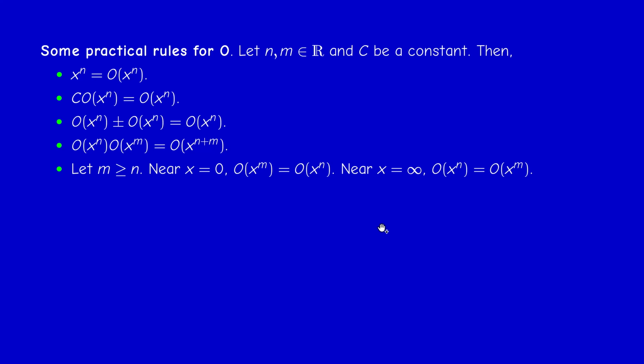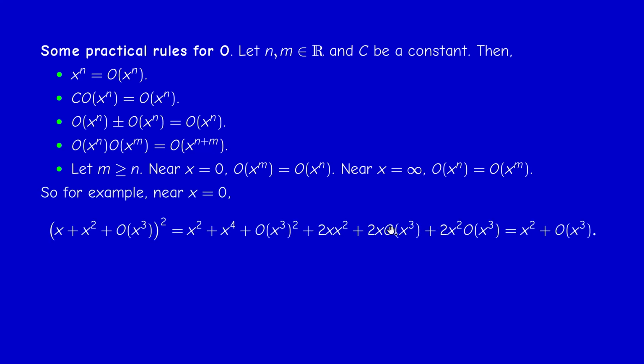So you will get used to this. Now, for example, suppose that I have a quantity that behaves like x plus x squared plus a big O of x cubed, raised to the power 2. I want to know which power of x this quantity behaves like near 0. So I have something like a plus b plus c to the square. We know that this is a squared plus b squared plus c squared plus 2ab plus 2ac plus 2bc.